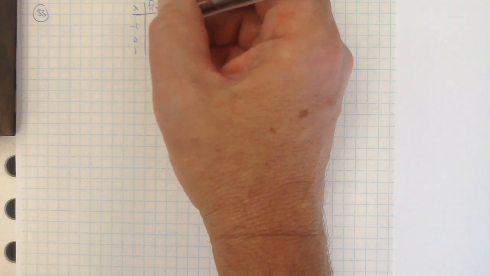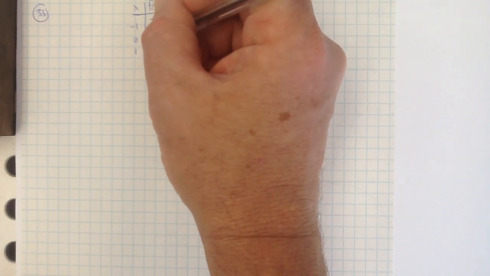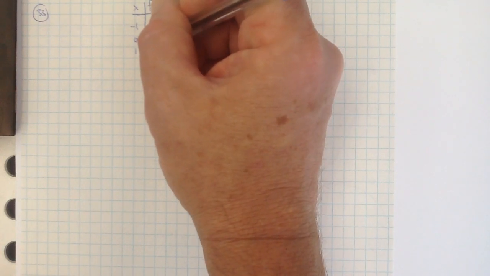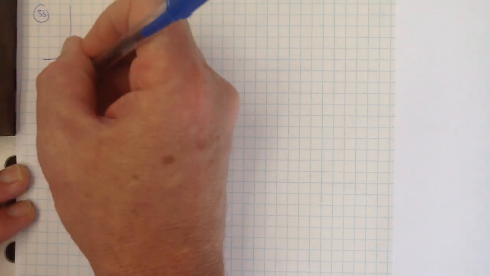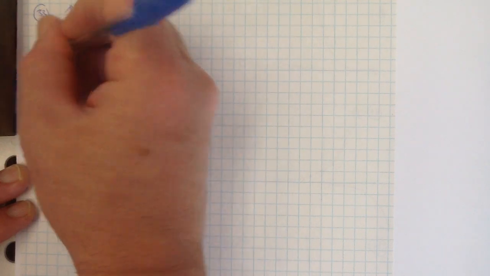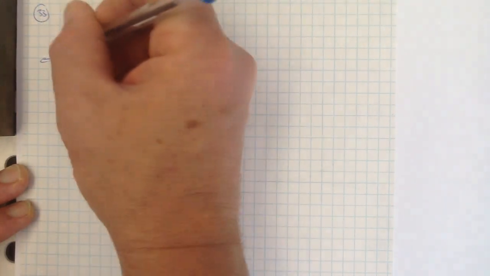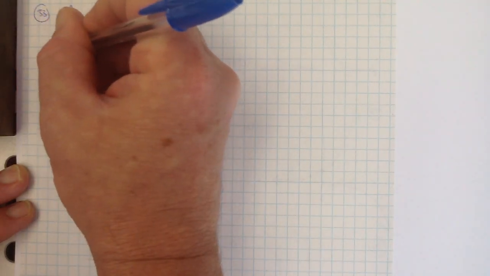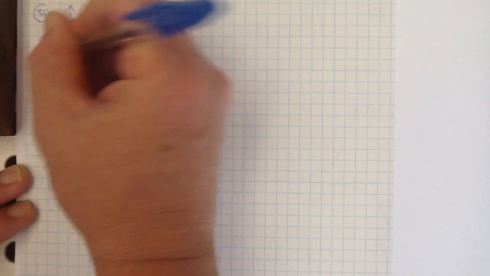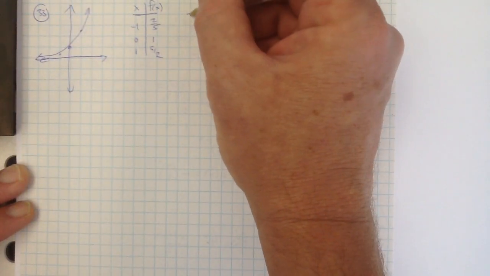So raising 5 over 2 to the -1 power flips it over. That's just 1, and that's 5 over 2. So when I plug in -1, I get 2/5. When I plug in 0, I get 1. When I plug in 1, I get 5/2. So there we go. Just respect the steepness. They're going to get real steep real fast.